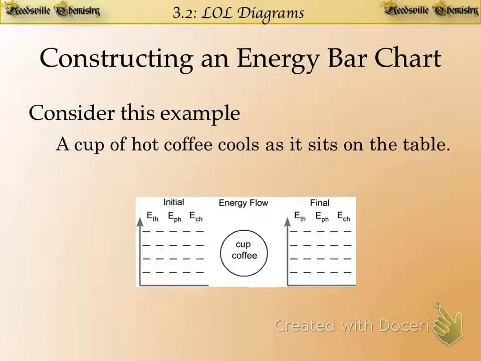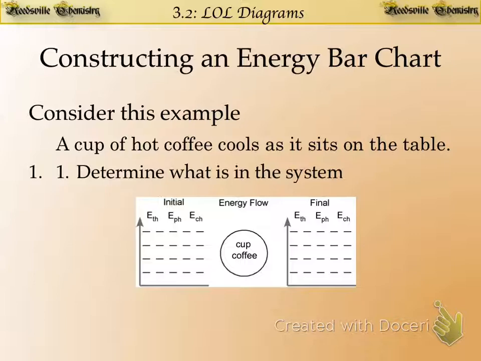We've got a cup of hot coffee, and it's cooling as it's sitting on the table. We want to think about what's happening to the energy flow in that instance. So first of all, we want to determine what's in the system. The system is the object that we're talking about. So in this case, our system is going to be the cup of coffee. We're going to take the thing that is our system and place it into the O in the center of the energy diagram.